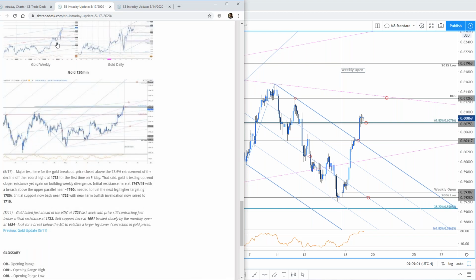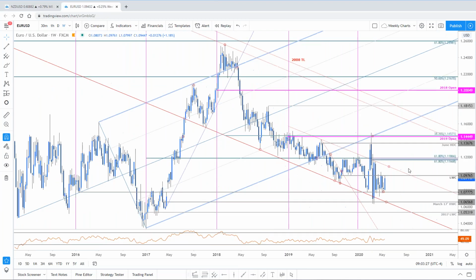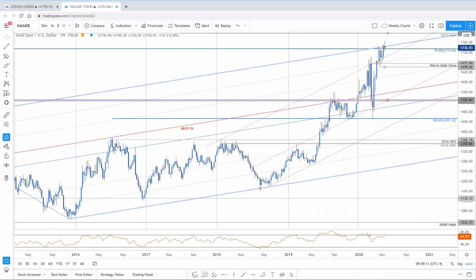If you look at gold on every single time frame, especially here on the weekly chart, what an absolutely critical threshold. We're playing with fire here. Here's gold.